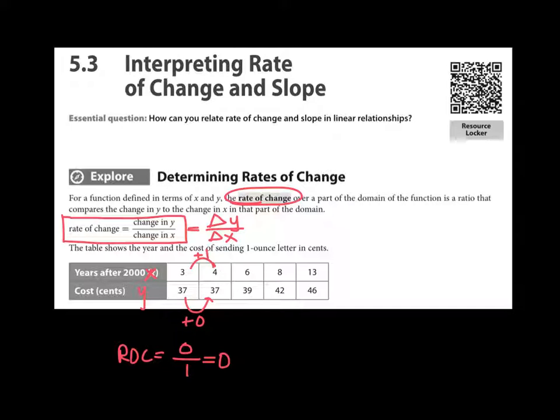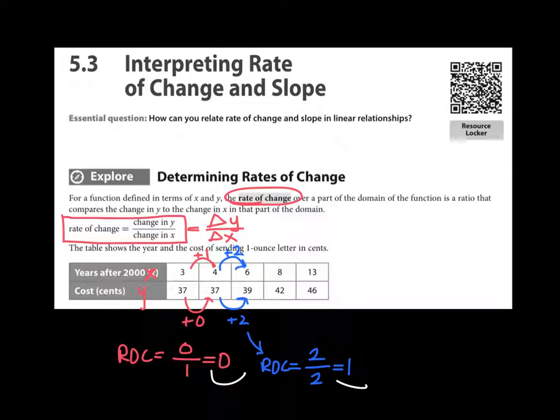Let's compare and see what happens to the rest of the table. In this next section, my x increases by 2 and my y increases by 2. So for that portion right there, the rate of change is going to be change in y over the change in x, which is just 1. Notice that the rates of change here are different.